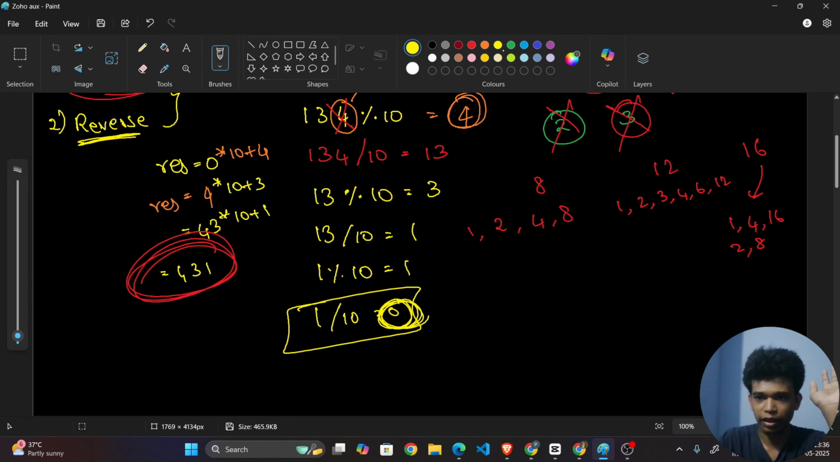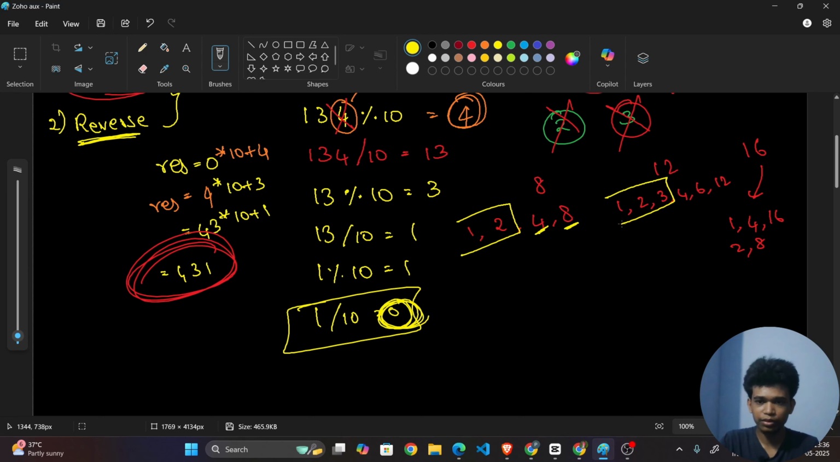Now just listen to this carefully. This is an important note. Up to this I can say 1 and 2 are half of the factors, because when I am dividing 8 by 1, it will result in 8. When I am dividing 8 by 2, it will result in 4.